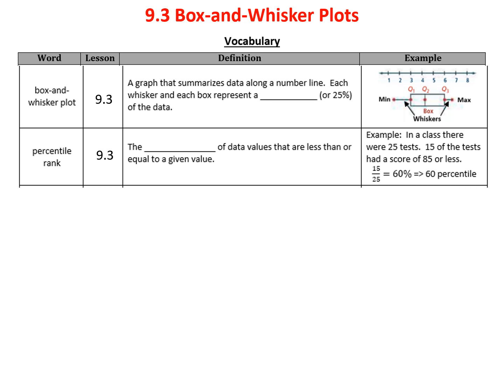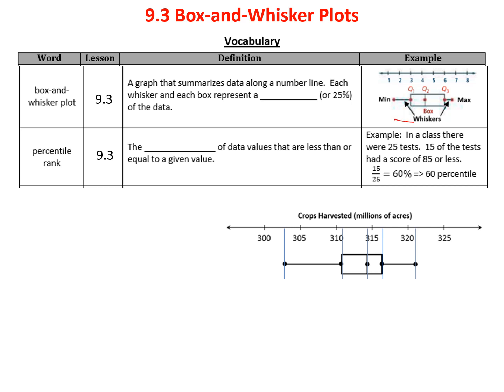So let's look at a couple of vocabulary words we'll need for today. First, what's a box and whisker plot? A box and whisker plot is a graph that summarizes the data along a number line. Here's a box and whisker plot, and there's my number line right there. I can see the parts of the box match up with parts on the numbers. Each whisker and each box represents a quartile, or 25% of the data.